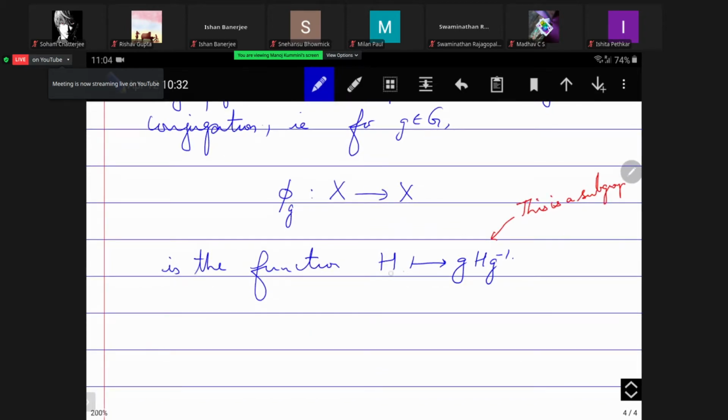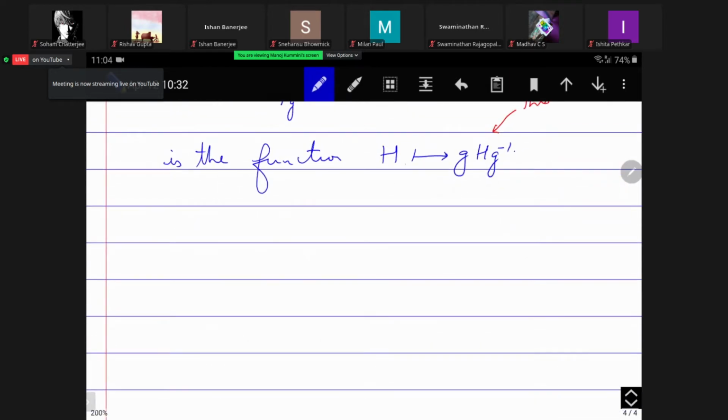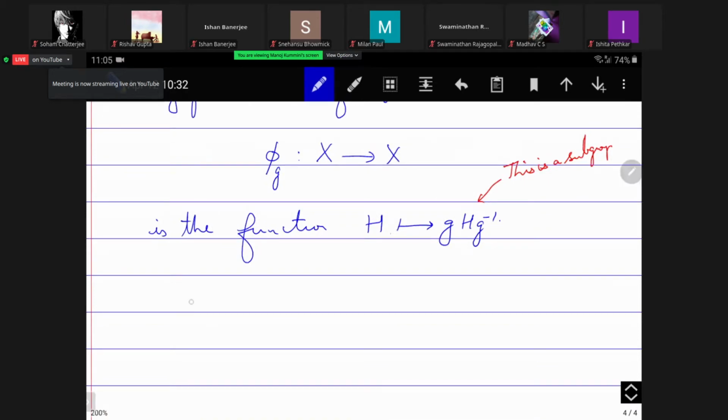So this is this function. H goes to G H G inverse, phi G is this function. It is a function which acts on the set of subgroups of G. And so phi of 1 applied to a subgroup H is just 1 H 1 inverse, that is just H for every H in X.